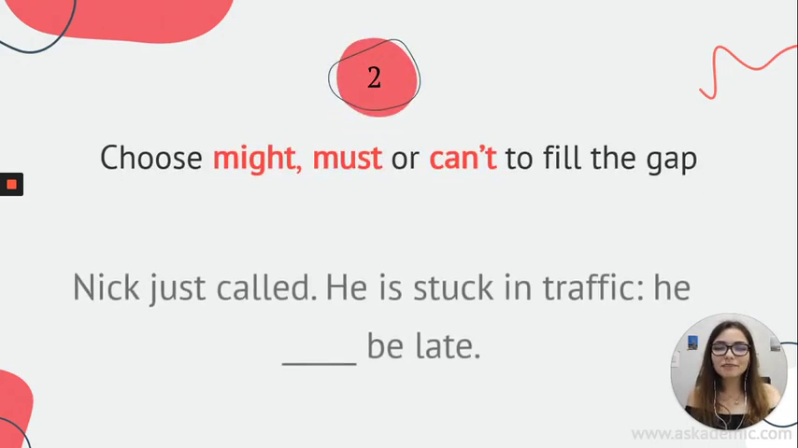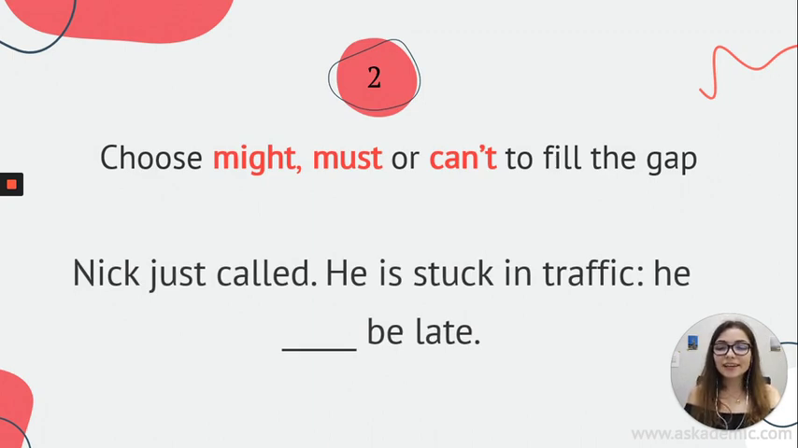Again, choose might, must, or can't. Nick just called. He is stuck in traffic. He be late. What can it be? Okay, if you said might, that's right.